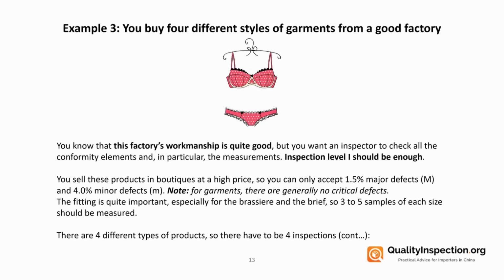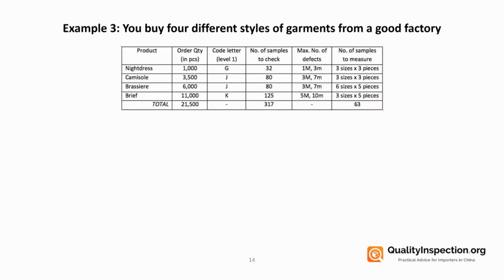These products actually go for quite high prices, so your tolerance for defects is low, 1.5% for major defects and 4% for minor. For garments, generally no critical defects. Fit is quite important, especially for brassieres and briefs, so 3 to 5 samples of each size of those should be measured individually. There are 4 different types of products, remember, so there should be 4 different inspections. You can see them here.